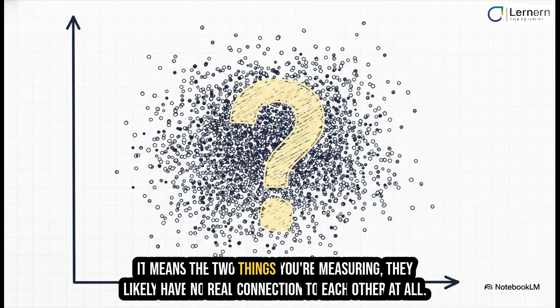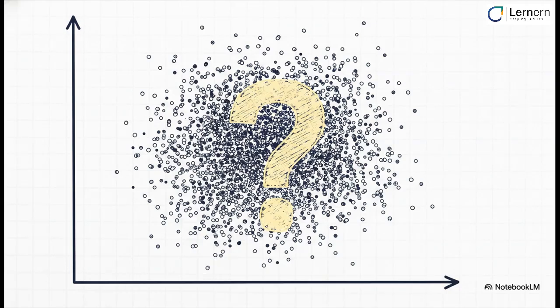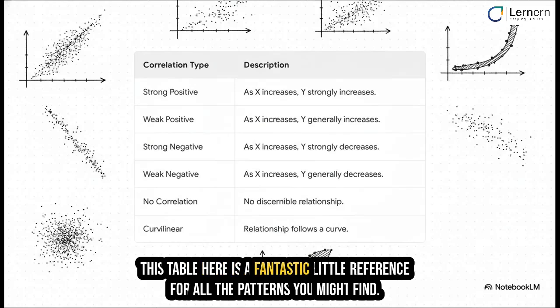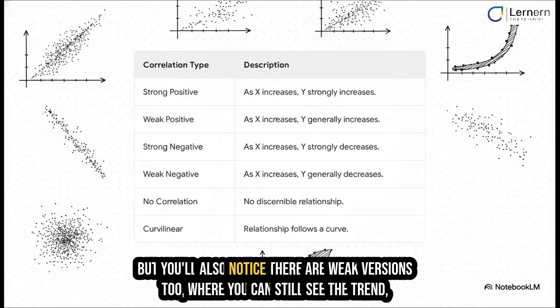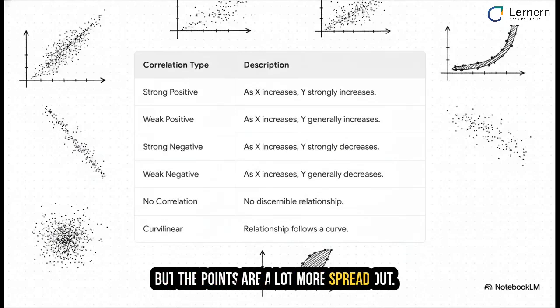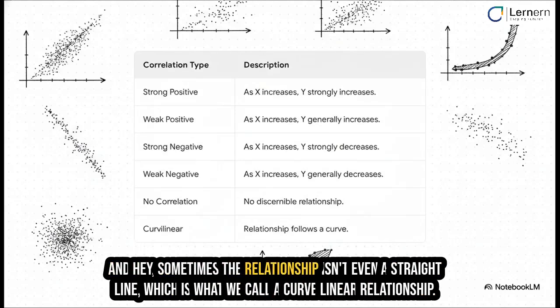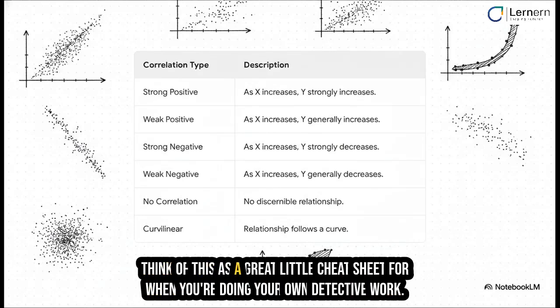It means the two things you're measuring likely have no real connection to each other at all. Okay, this table here is a fantastic little reference for all the patterns you might find. You can see the strong positive and negative ones we just talked about, where the dots are all packed together. But you'll also notice there are weak versions too, where you can still see the trend, but the points are a lot more spread out. And hey, sometimes the relationship isn't even a straight line, which is what we call a curvilinear relationship. Think of this as a great little cheat sheet for when you're doing your own detective work.